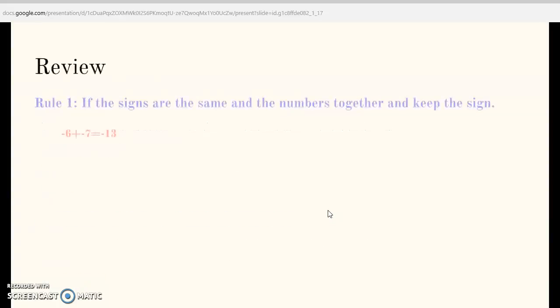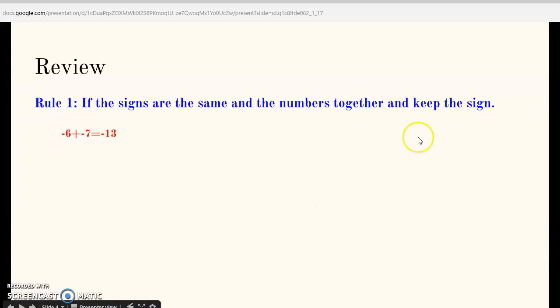A brief review. If the signs are the same, I should say add the numbers together and keep the sign. Remember, these are negative signs. Negative 6 plus negative 7 equals negative 13. We are adding them together, keeping the signs because they're both the same sign, and we have negative 13.